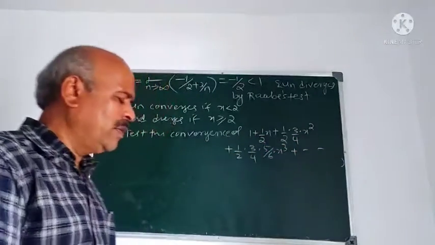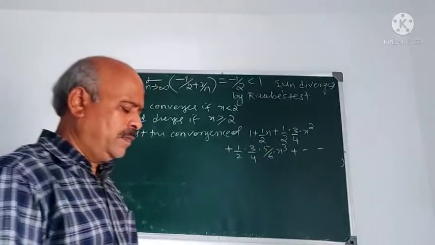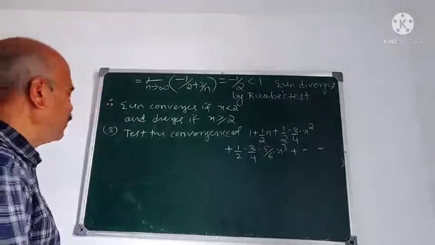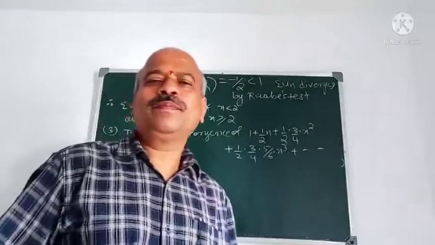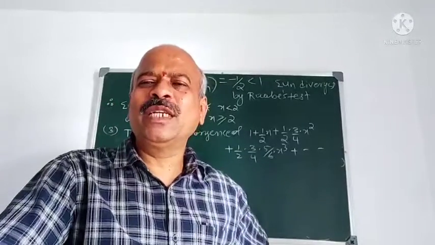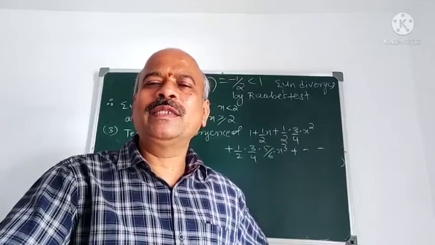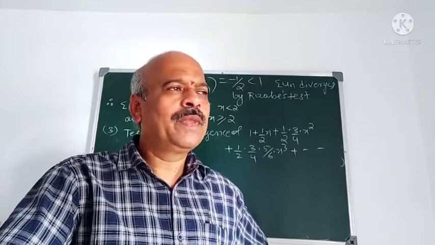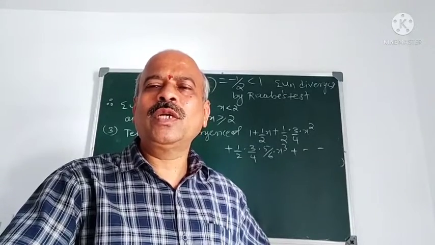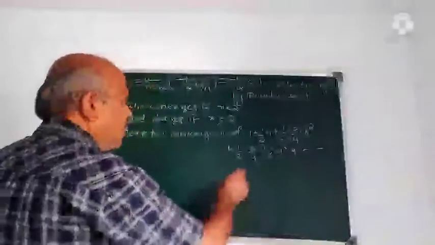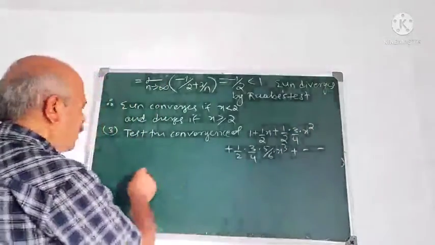This is the given series. First 1, 2, 3, 4 terms are given. Here un is not given. Suppose the problem is given in terms of sigma un, then un will be given, and our effort is somewhat reduced. We need not calculate un. But here the terms of the series are given. We have to generalize and we have to find out un.